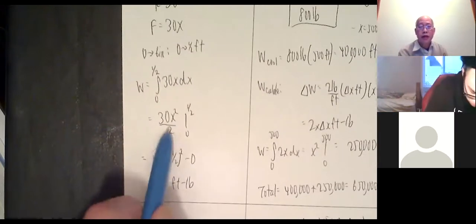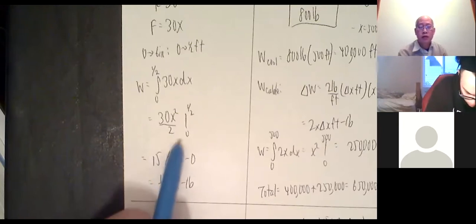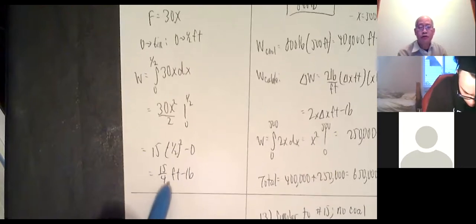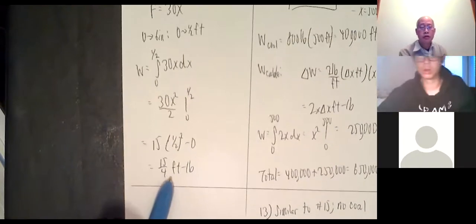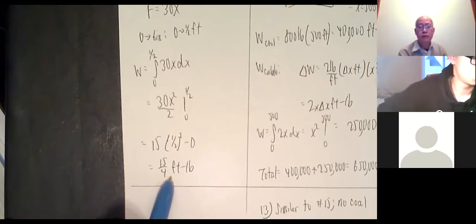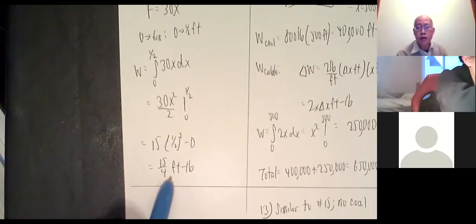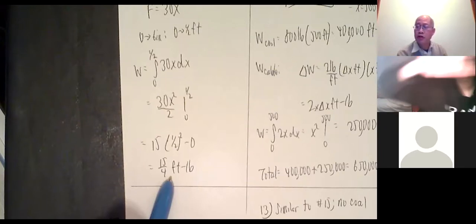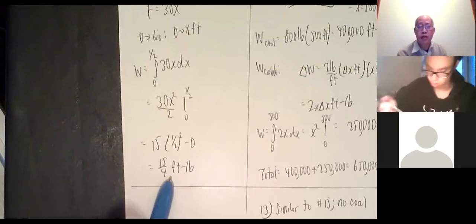30 over 2 is 15. So plug in 1/2, 1/2 squared. Plug in 0, you get 0. That's very nice. Final answer is 15 over 4 foot-pounds. Okay, so that's a unit of work. In the English system, the unit of work is the foot-pound. Remember, in the metric system, it was joules. I gave you all of that last time, and again, if you're not comfortable with all that stuff, put it on your cheat sheet. You're allowed to do that.